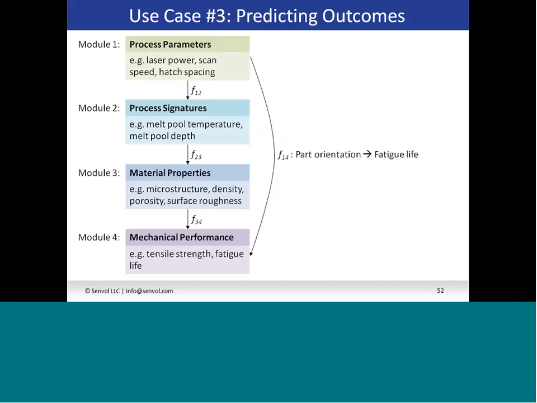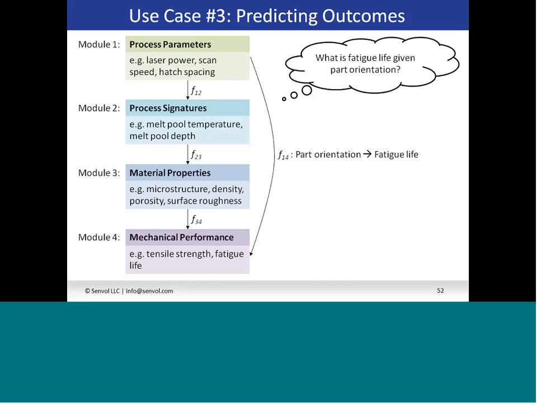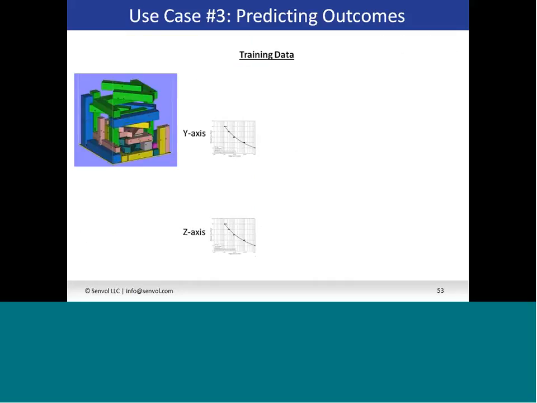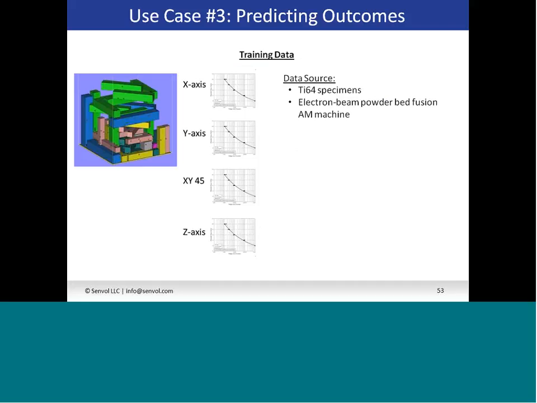The next example I'll show you is F14. This is a case where part orientation is what we were varying, and we were doing that to predict what fatigue life would be. The training data set here was different. We used Ti-6 forest specimens from an electron beam powder bed fusion machine. In this case, I think it was an RCAM A2X machine.